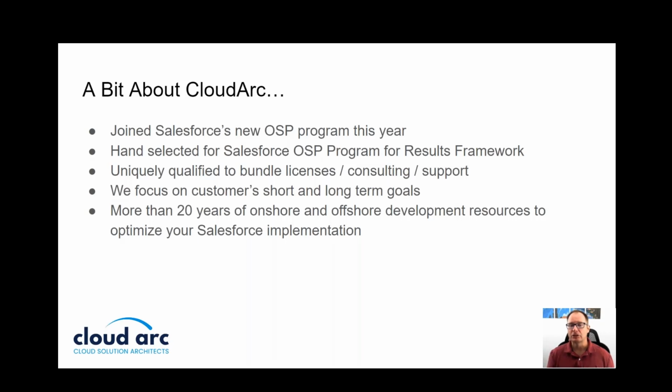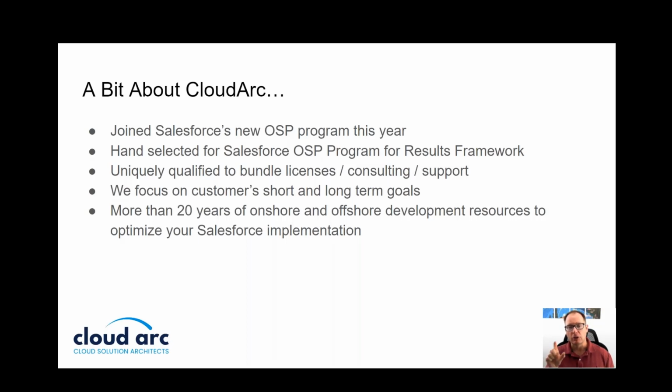So as I mentioned, as part of the OSP program, we are uniquely qualified to recommend and bundle licenses, consulting, and support. And because we are under the OSP program, we are not incentivized by any quarterly goals or quotas. And so we focus on customer short and long-term results. Our customers find us and stay with us because we're generating results and we're helping to reduce their risk. They aren't staying with us because we have some new sales tactic.